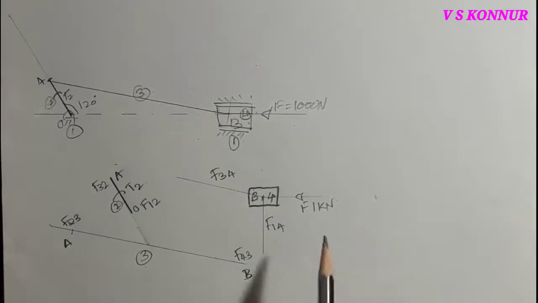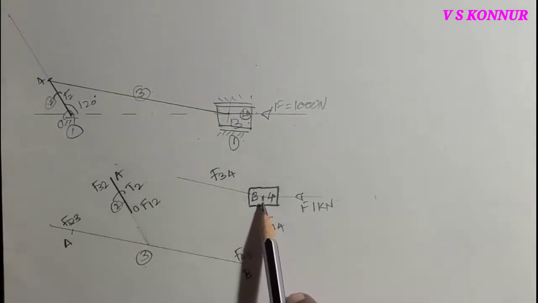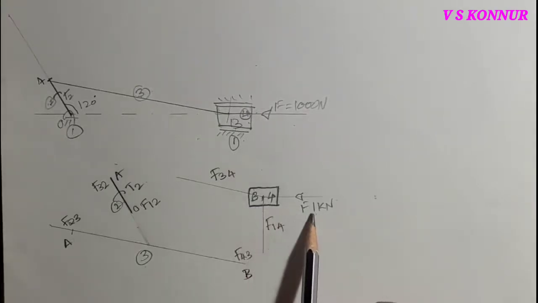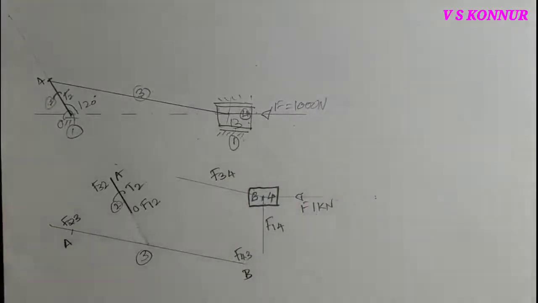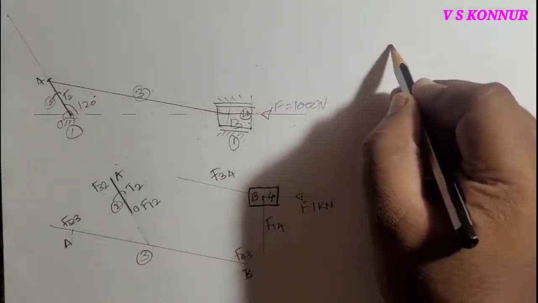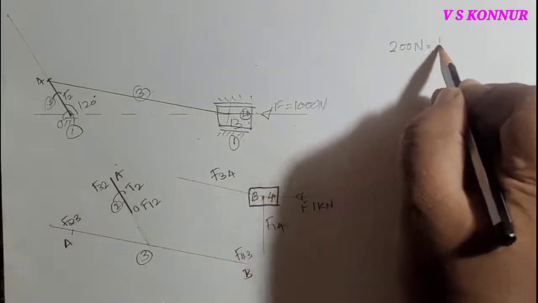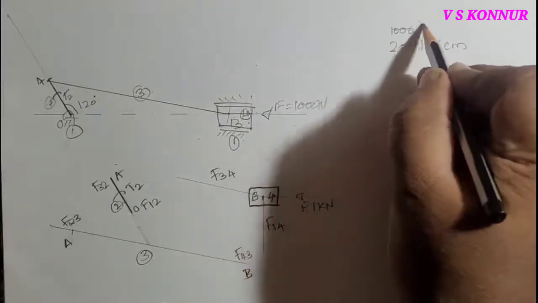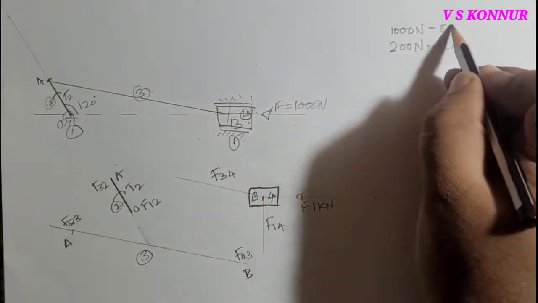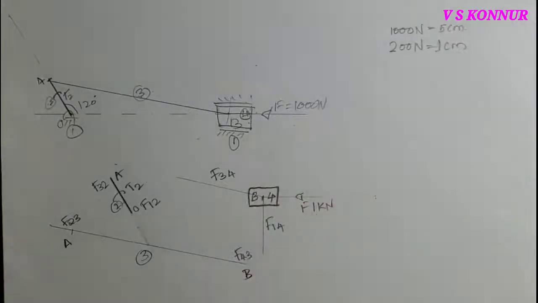Then after this, the known force is this, and this is the three-force member, and one force is known. In the third link both the forces are unknown. In the second link also both the forces are unknown. So the only known force is here, that is 1 kilonewton. So convert this into a scale: 200 Newton equal to 1 centimeter. So 1000 Newton equal to how much? 5 centimeter. 200 Newton equal to 1 means 1000 Newton equal to 5 centimeter.